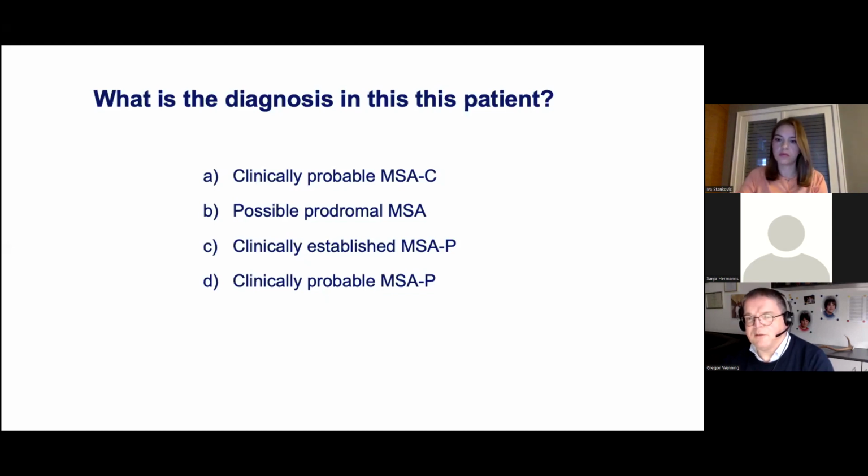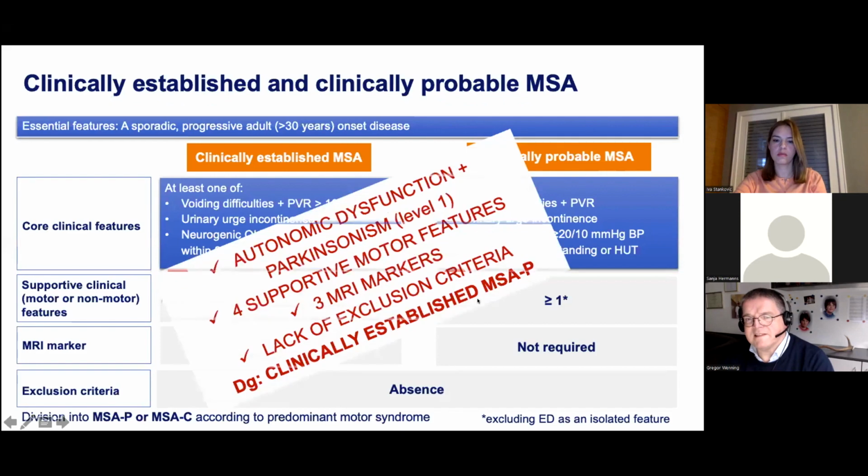Okay, now we have a full house of MSA. So Parkinsonism, very rapidly progressive. That by itself is a red flag. Kind of wheelchair sign almost, sitting in the armchair. Association with a non-beneficial levodopa response, autonomic features, all of that suggestive, plus the MRI changes of clinically established MSA-P.